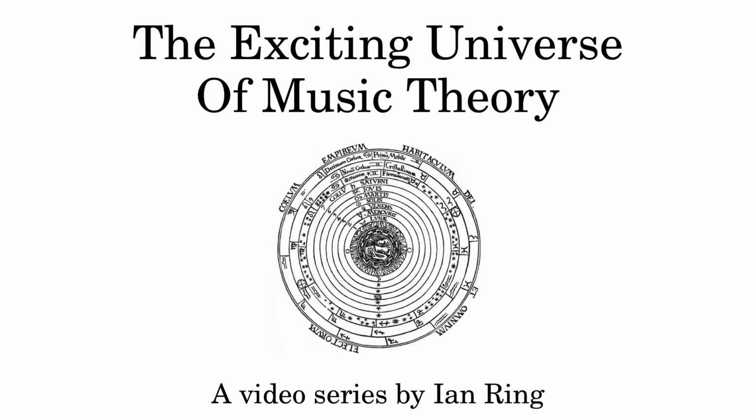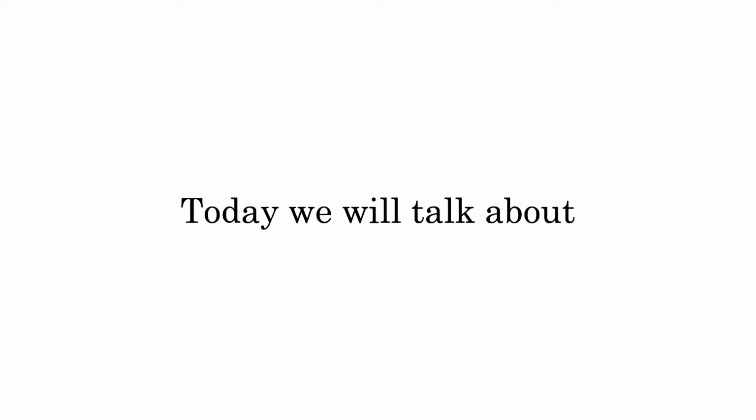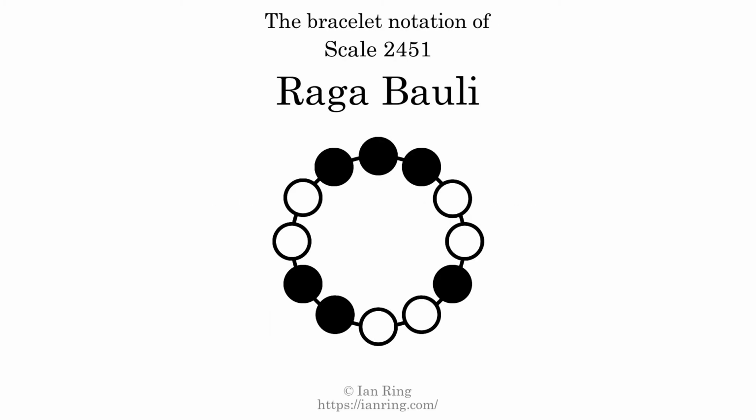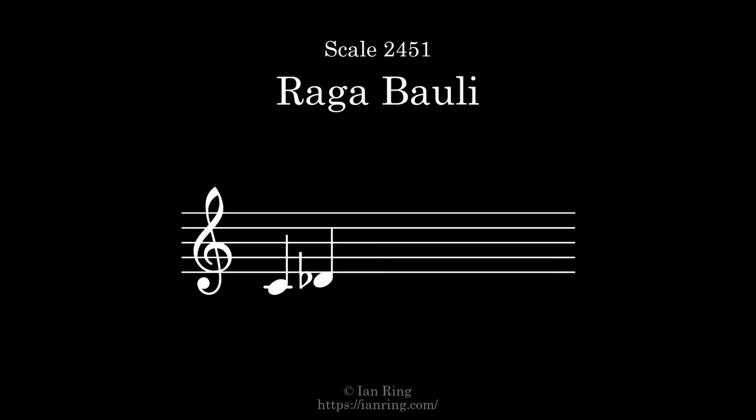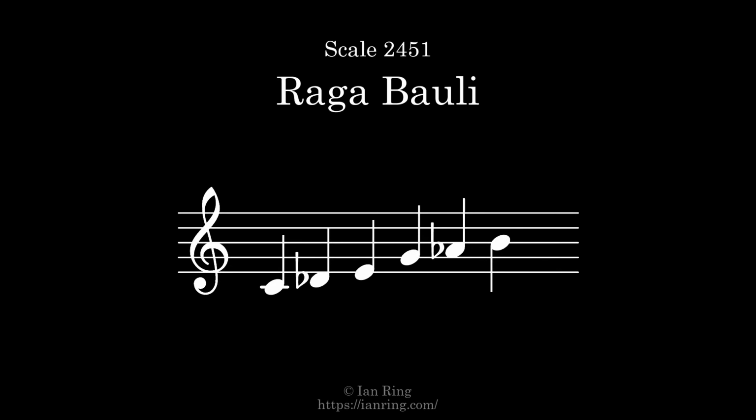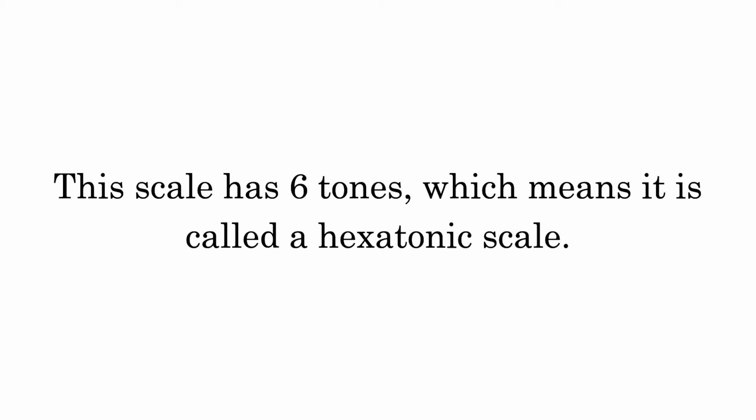Welcome to the exciting universe of music theory. Are you ready to learn? Then let's begin. Today we will talk about Scale 2451, Raga Bauli, which sounds like this. This scale has 6 tones, which means it is called a hexatonic scale.